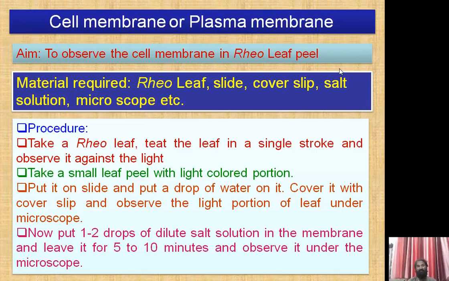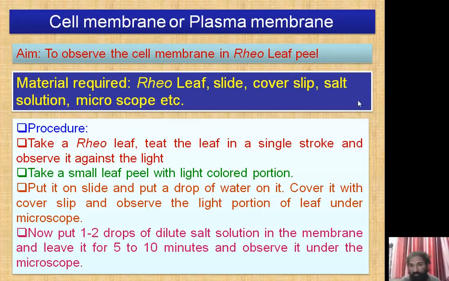First, observe the slide directly. Take a leaf, tear it, take the white colored or light colored portion, place it on the glass slide, and observe it. After that, you have to draw the diagram. Then you take that slide, add 1 to 2 drops of the salt solution, leave it for 5 to 10 minutes, and then you observe and draw the diagram.